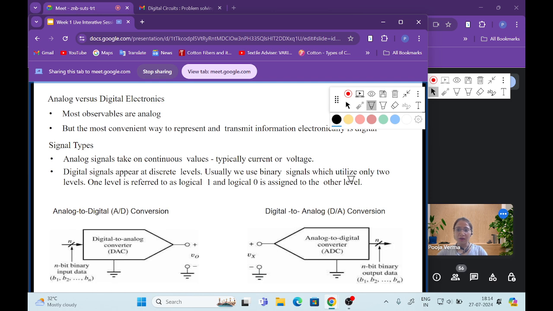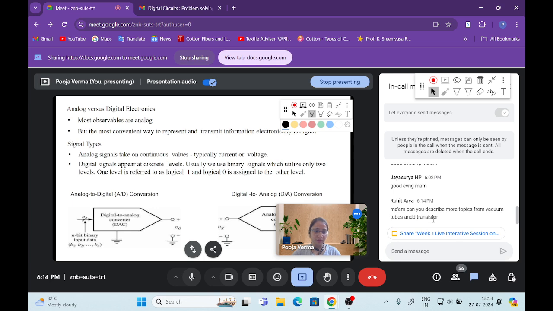And then analog versus digital electronics. What is analog and digital electronics? So analog signals are, just a minute.